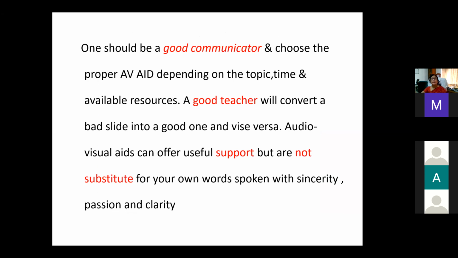Ultimately, one should be a good communicator and choose the proper AV depending on the topic, time, and the available resources. A good teacher will convert a bad slide into a good one and vice versa. And audiovisual aids offer useful support, but remember they are not a substitute for your own words spoken with sincerity, passion, and clarity.